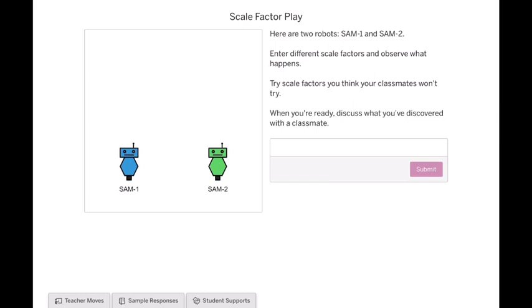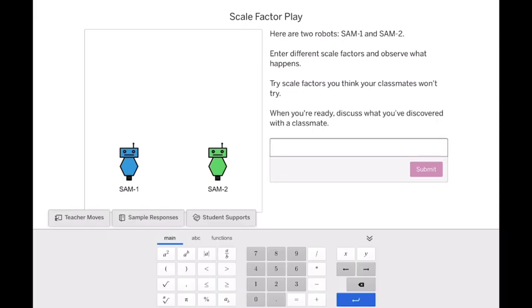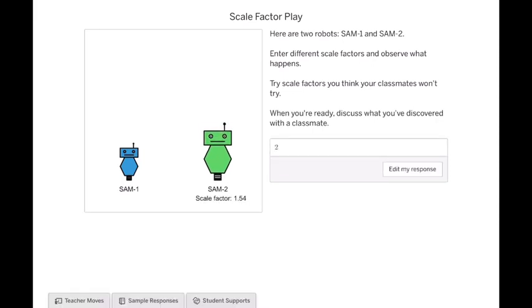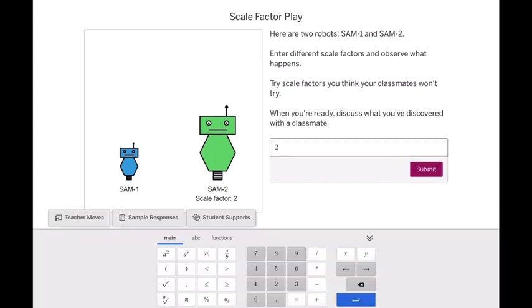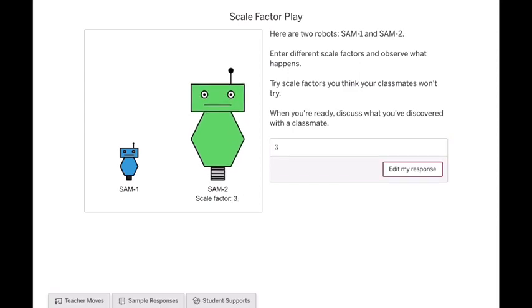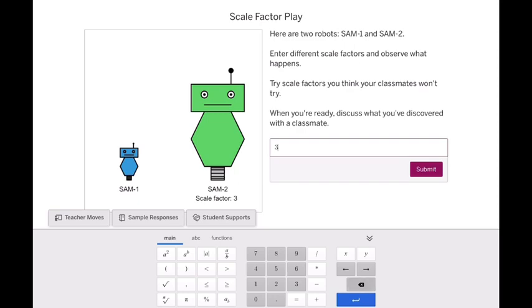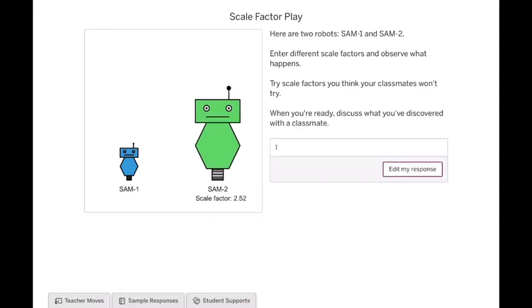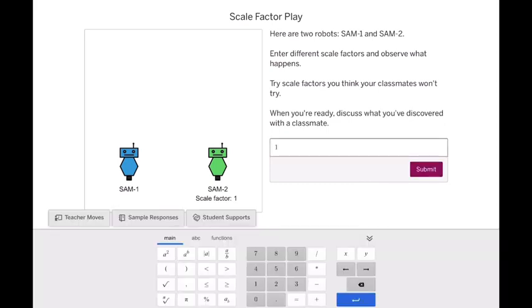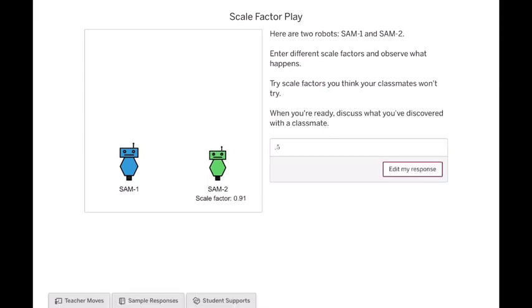Slide 2. So here we have two robots. We're going to enter some different scale factors, and we're going to see what happens. Let's try to put in 2. And we'll put in 3. So you should notice that it's getting bigger and bigger and bigger. Well, let's try something different. Let's try 1. And it becomes the same. What about 0.5? Oh, very small.